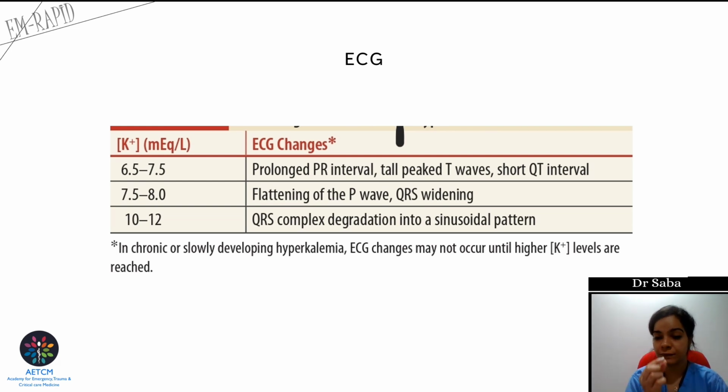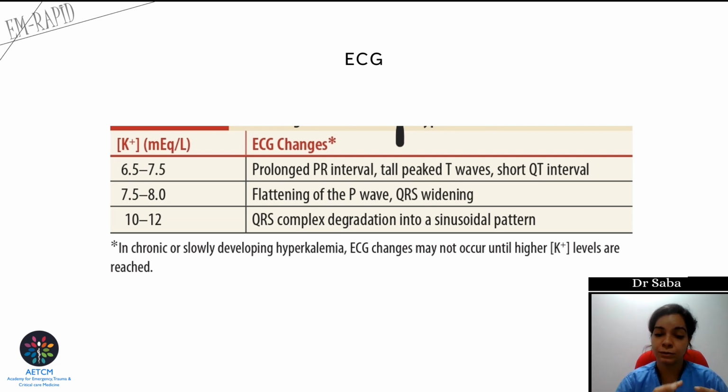Tall peaked T waves become one of the first changes that we see on ECG, and all these changes are because of repolarization abnormalities. Now, when the potassium level goes beyond 7.5 up until 8, P waves slowly start to flatten out and there will be QRS widening, and this is because of atrial paralysis. Whereas if potassium levels go beyond 8, then it is severe hyperkalemia, and therein the QRS widening will have degradation and it will become a sinusoidal pattern.